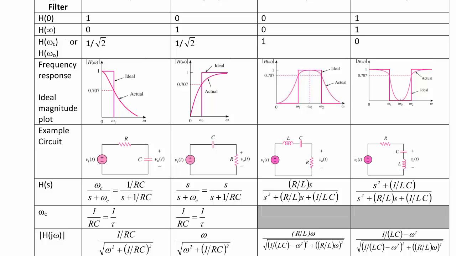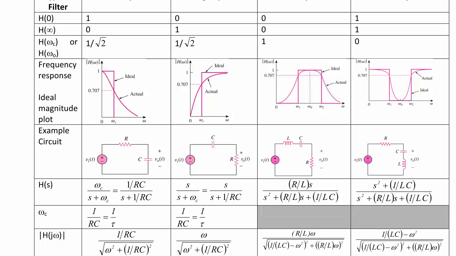Here are some example passive circuits that would create these low pass, high pass, band pass, and band reject filters. Notice that you can use RC circuits to create a low pass and high pass filter, and you can use RLC circuits to create low pass, band pass, and band reject filters.